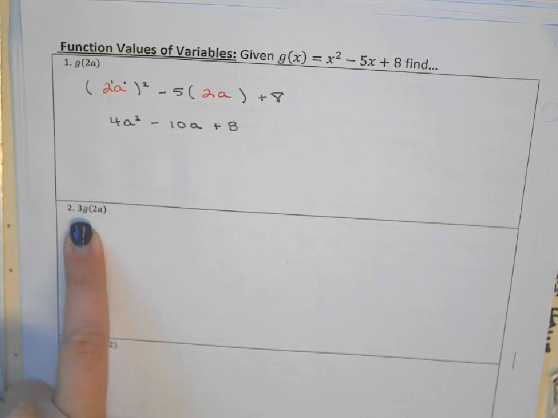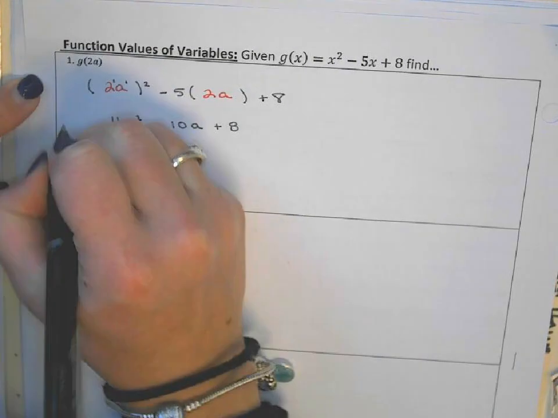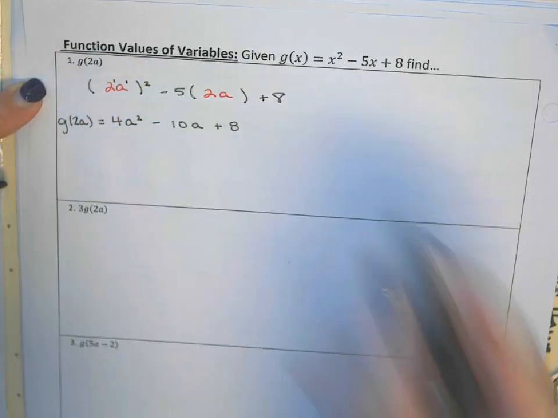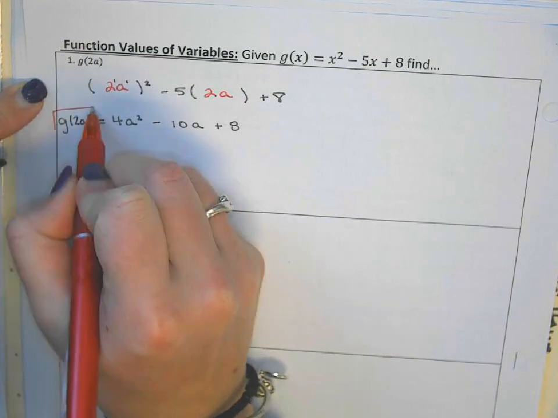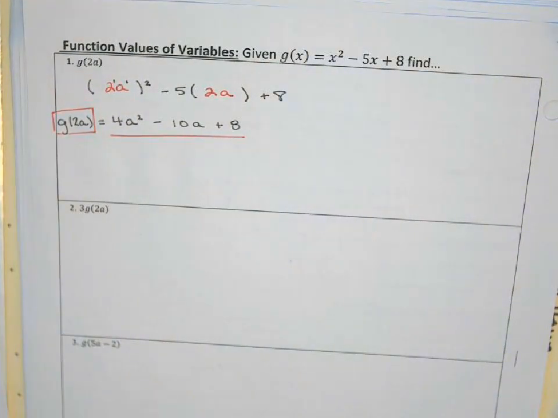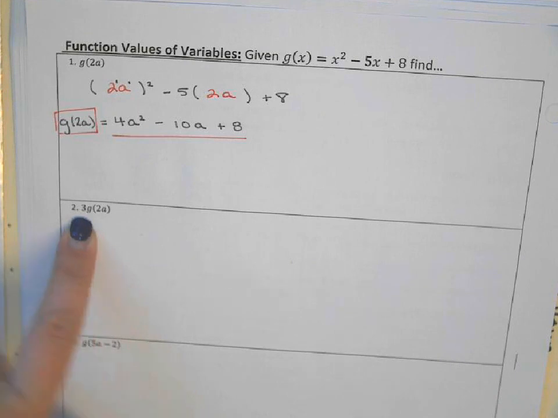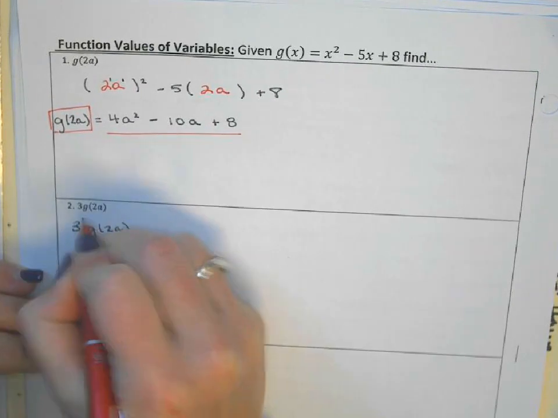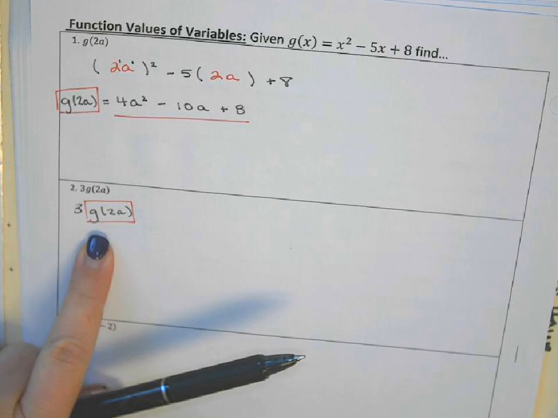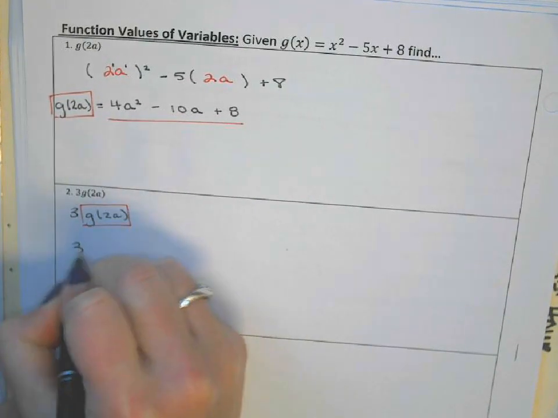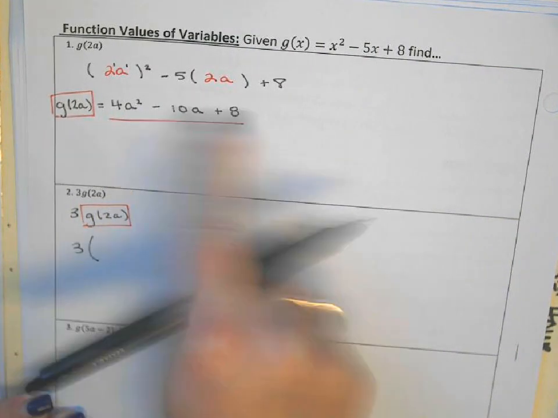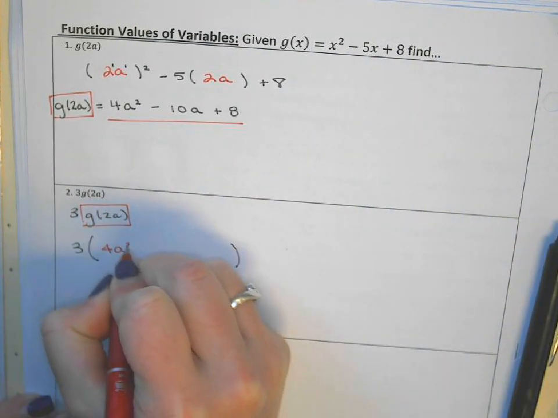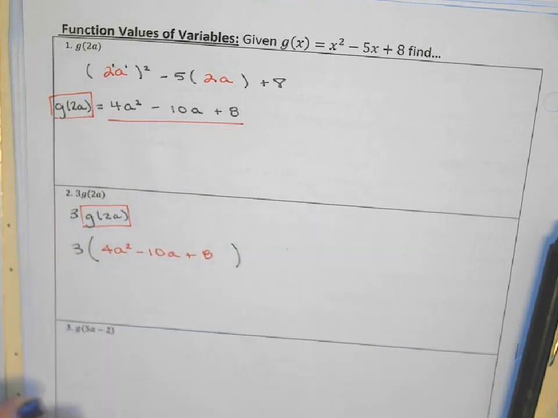Now number 2 says 3 times g of 2a. Well, wait a minute. I just figured out what g of 2a is. G of 2a was equal to 4a squared minus 10a plus 8. Right? Is that okay? So when I have to figure out what 3 times g of 2a is, I already know what g of 2a is. I've already done it. So I'm going to take 3 times 4a squared minus 10a plus 8. That's just a problem from section 1.